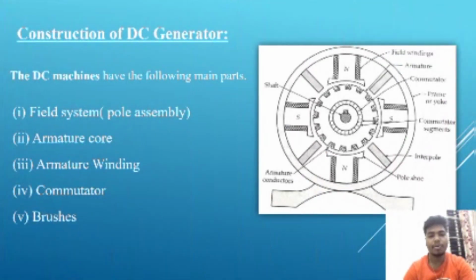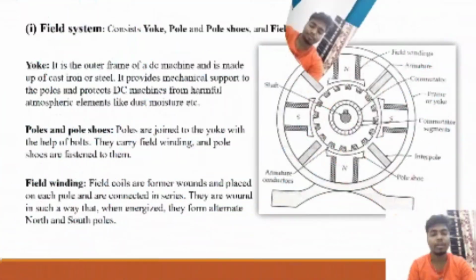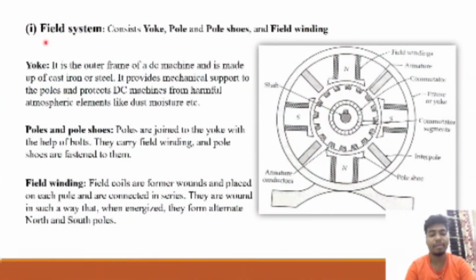Let us understand the construction of DC generator. The DC machine has the following main parts: field system or pole assembly, armature core, armature winding, commutator, and brushes. Let us understand each of the parts. The field system consists of the yoke, pole shoes and field winding. Yoke. It is the outer frame of the DC machine and it is made up of cast iron and steel. It provides mechanical support to the poles and protects the DC machine from harmful atmospheric elements like dust, moisture, etc. This is the part of the yoke. It is the outermost layer of the DC generator.